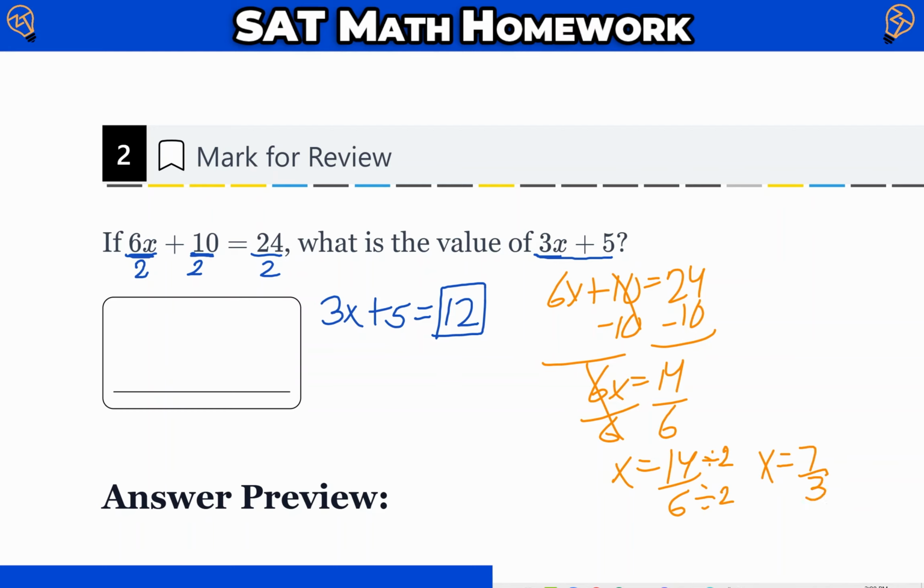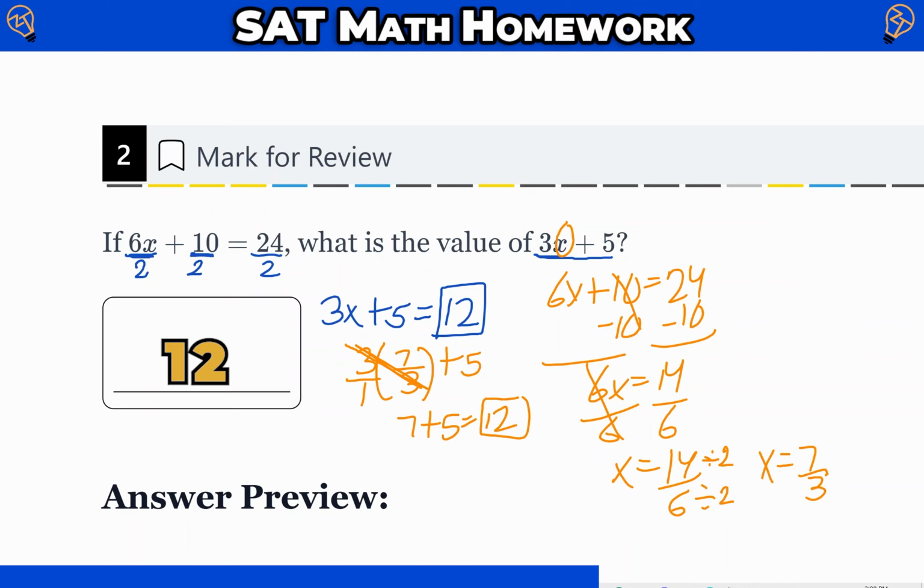Well, once you know x is 7/3, then you can plug it in here to do 3x plus 5. So we're multiplying by 7/3. I like to put this over 1 since I'm multiplying, and I can see now they're both fractions and cross cancel here. And I'm left with 7 plus 5, which is, again, 12.